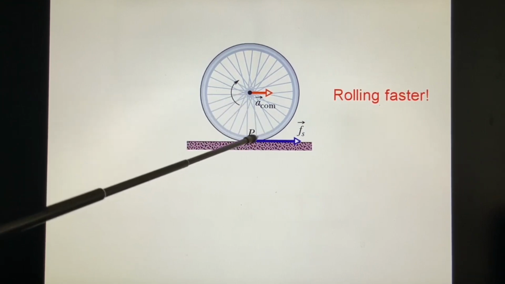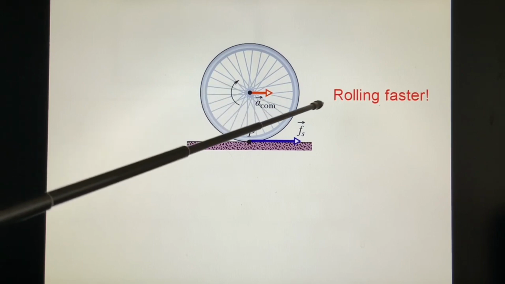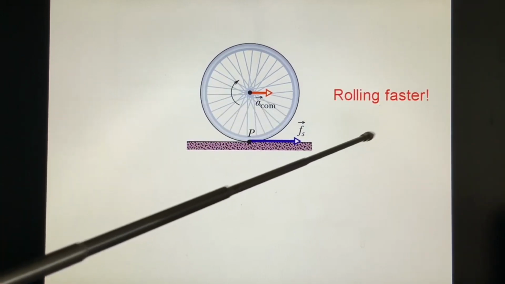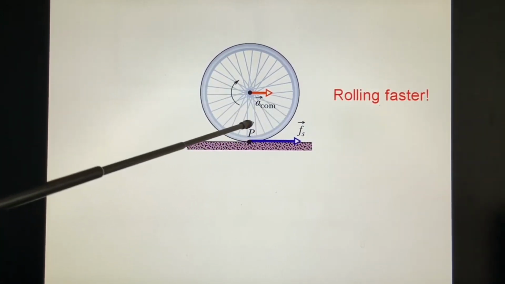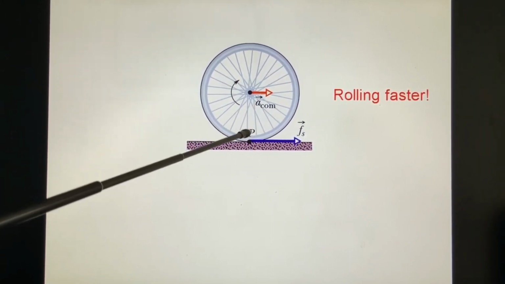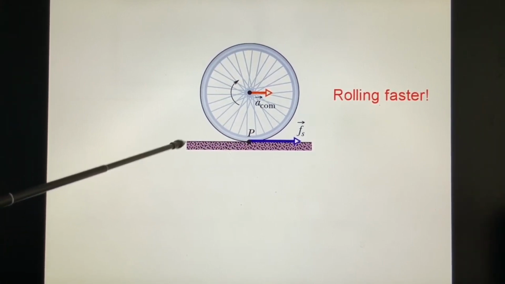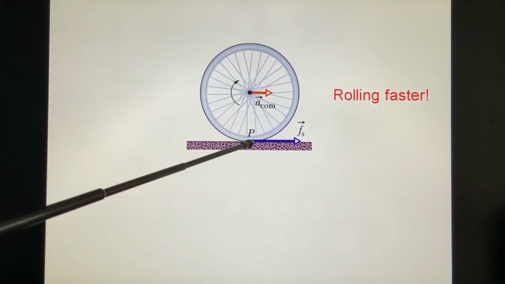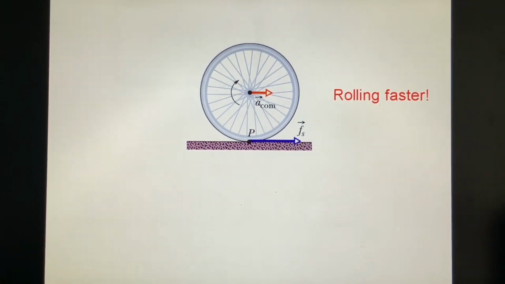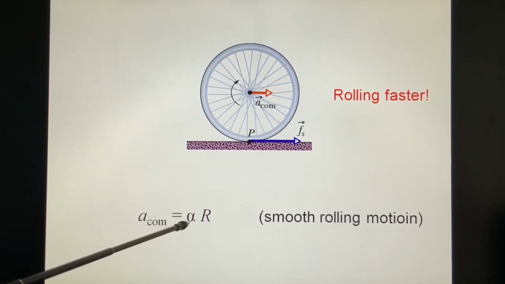Now, if for some reason the wheel accelerates while rolling fast, then the point P on the wheel has a tendency to go up. So in this case, the friction, opposite to the direction of the tendency, goes forward. And a com is equal to the angular acceleration, alpha r.